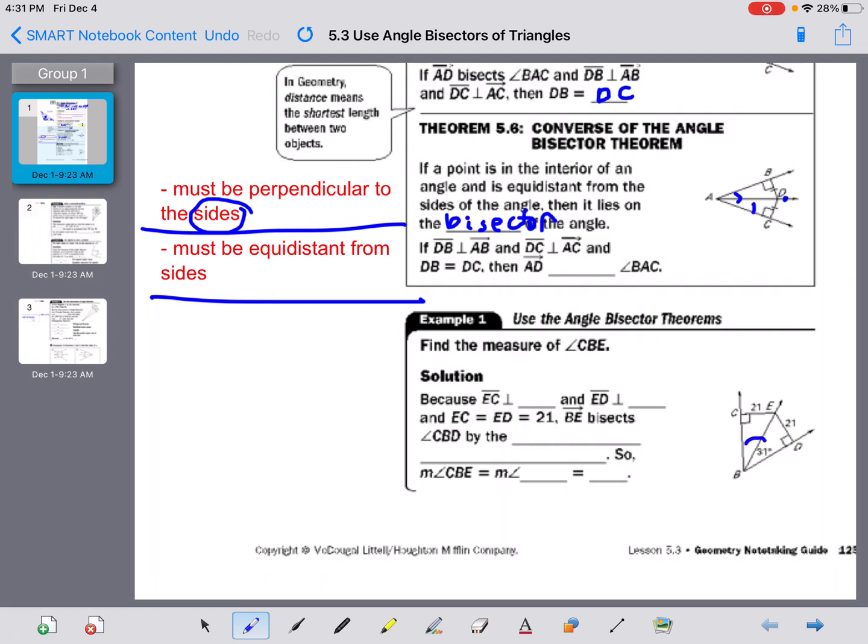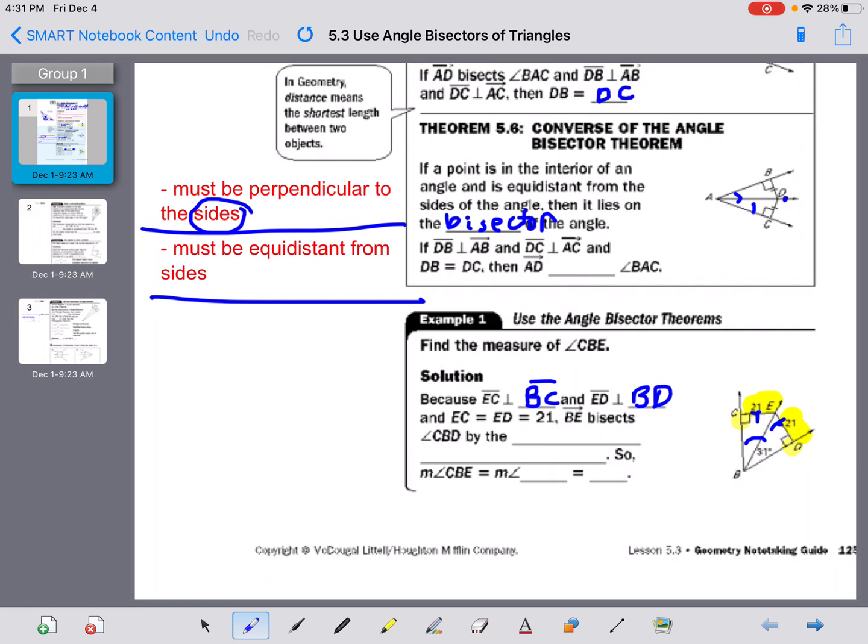So we're looking for a few things here. It says EC is perpendicular, it looks like, to BC. I see a right angle right there. I have ED is perpendicular to BD because I see a right angle right there. So right angle here, right angle there. That means those lines are perpendicular. I also see that EC and ED are both 21, so those are equal distant. Okay, so they're perpendicular and equal distant.